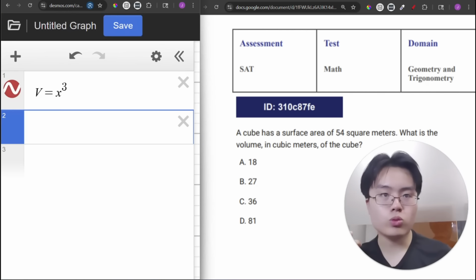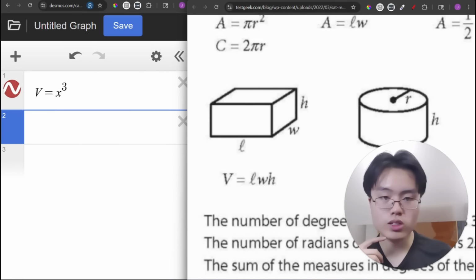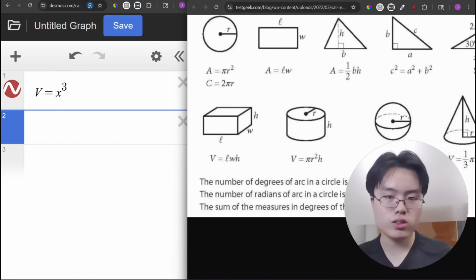And this is also why you want to understand conceptually where the formulas come from, because I've had students actually get stuck on that. They're like, oh, it doesn't tell me what the volume of a cube is.